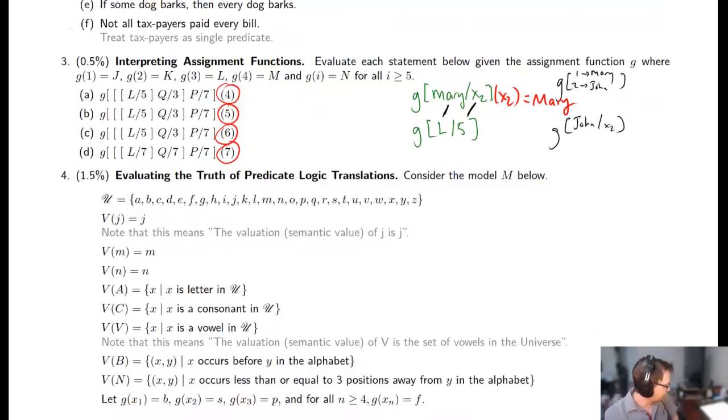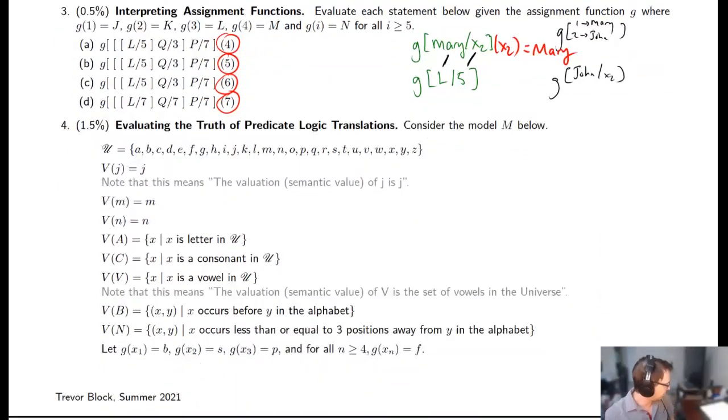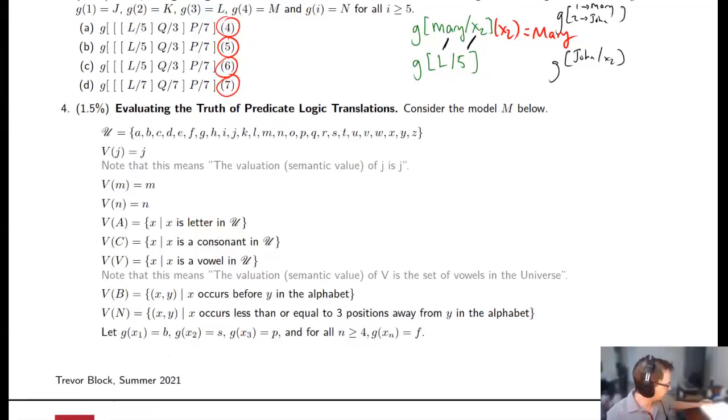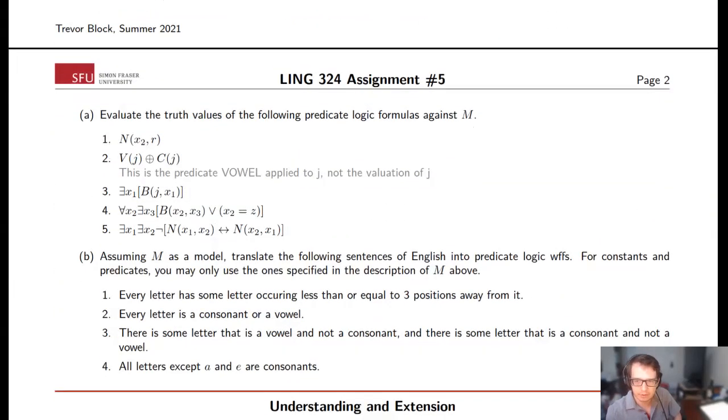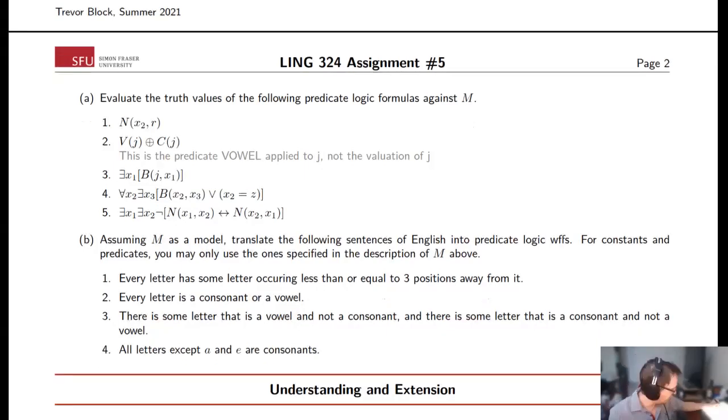Question 4 is a little bit more involved. So here I'm giving you a bunch of information about a world. We use V as a function to give us situation information, and then you're evaluating the truth of these statements. So this V here stands for vowel, not the function itself. So I wrote that down.